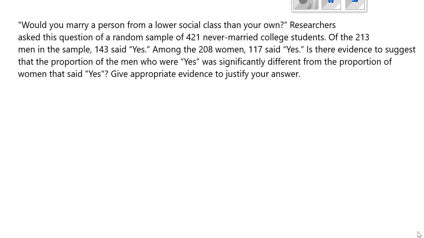Hi, today we're going to look at something called a two proportion z-test. It's analogous to the two sample t-test, but we're going to be comparing two proportions from two different groups. So let's take a look at this problem.